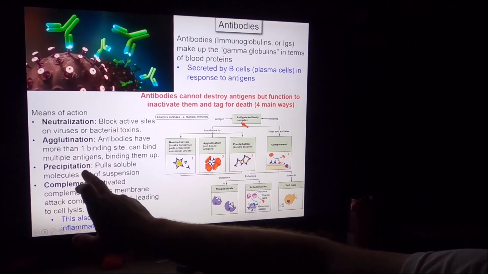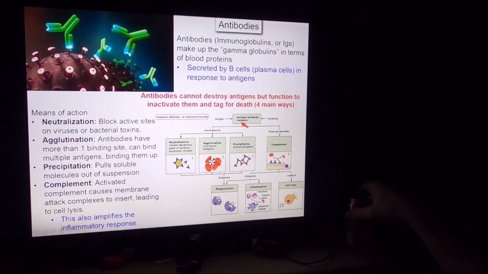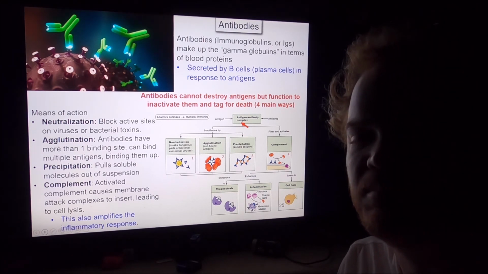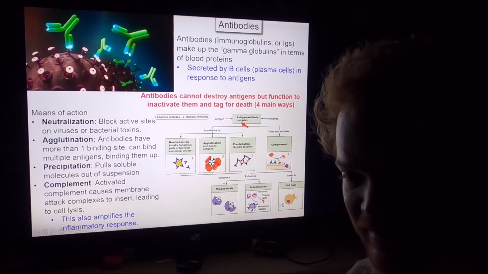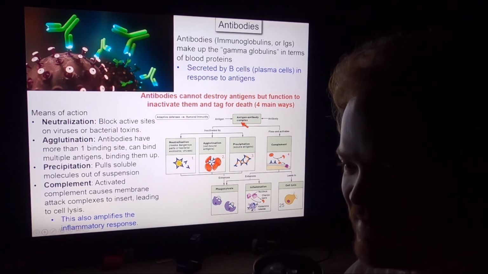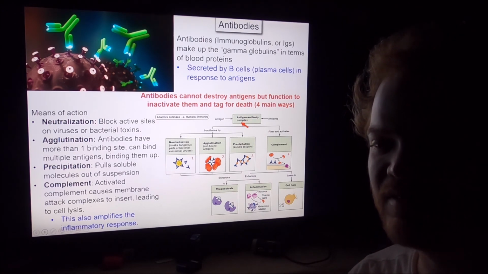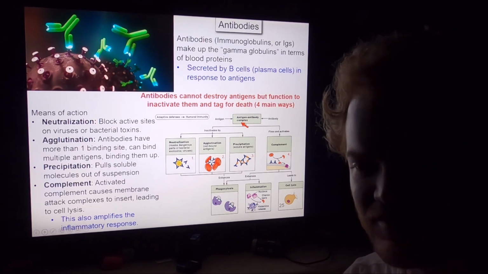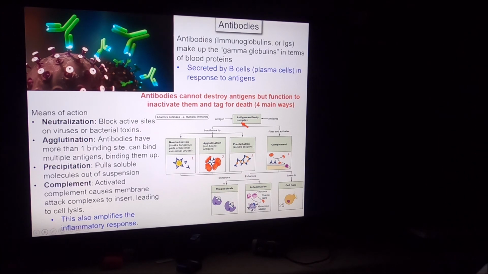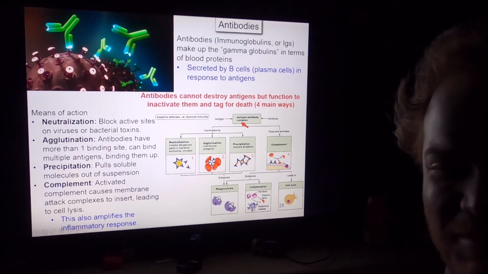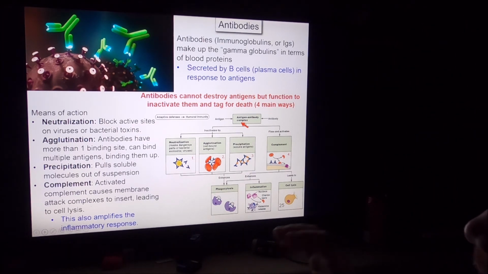Precipitation, so sometimes you'll have potentially dangerous dissolved compounds in the bloodstream, and antibodies have the ability to find and bind these, and bring them out of suspension so that your white blood cells can then deal with them. And then last but not least, the complement system. Man, let me tell you, the complement plays a major role in all of this.